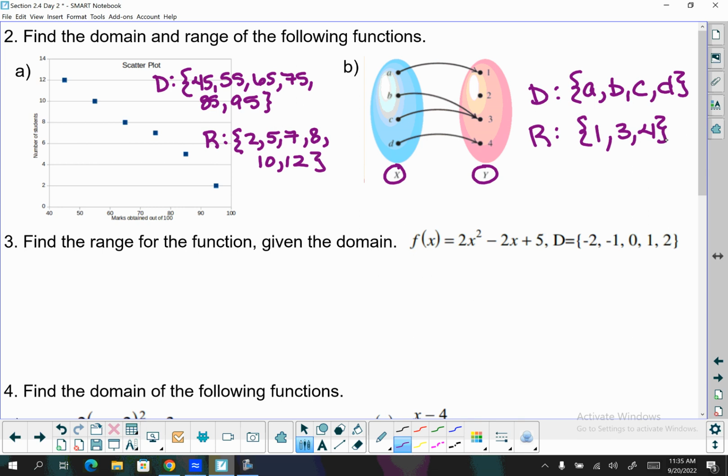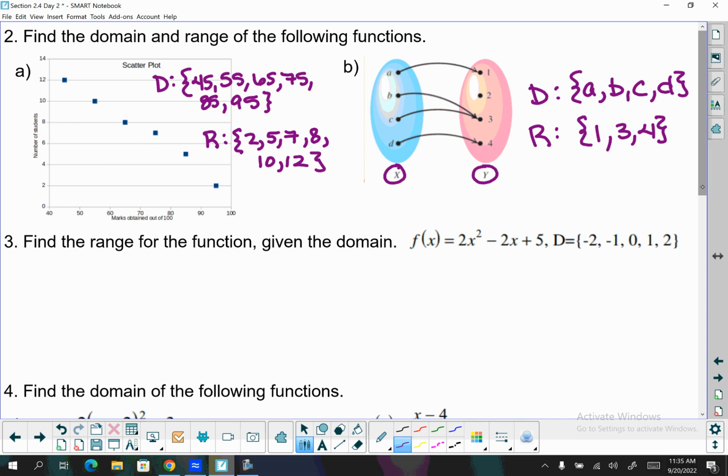Why did I not include 2? Grace? Yeah, it's in the bubble, but it's not actually part of any point in this function that's being represented. So we do not include it in our range. Any questions on those?